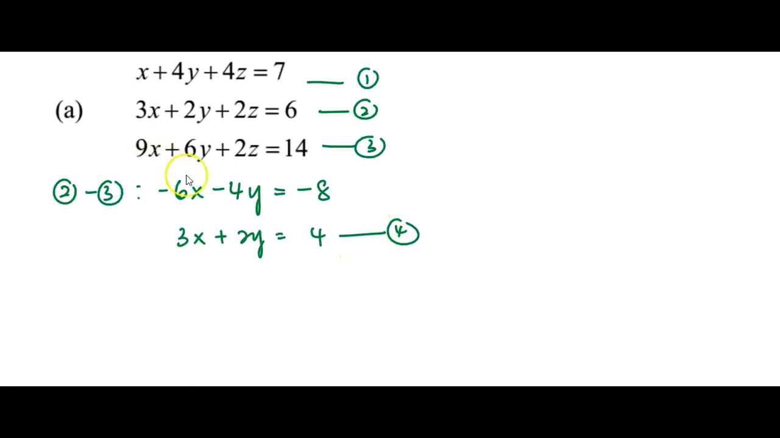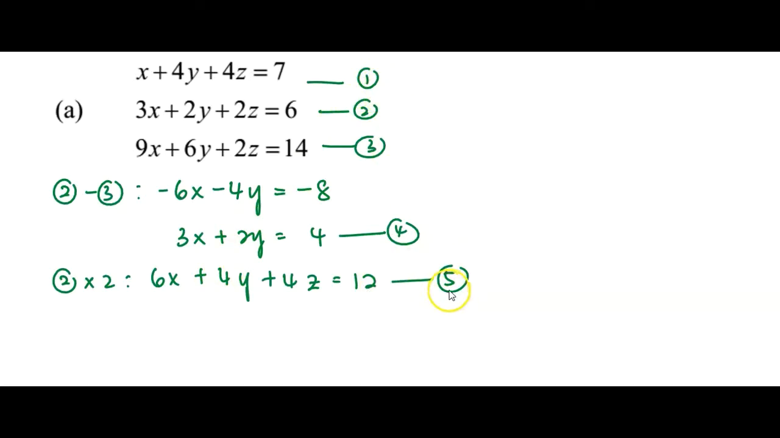After that, in order to form another equation involving x and y, I'm taking equation 2 multiplied by 2. Equation 2 multiplied by 2 will be 6x plus 4y plus 4z equals 12. Name this as equation 5. And taking equation 1 minus equation 5, you will see that the z can be eliminated again.